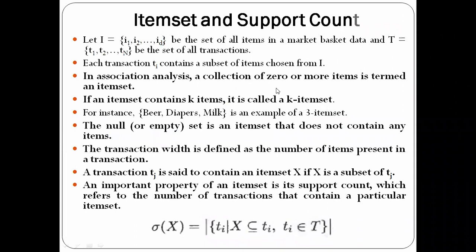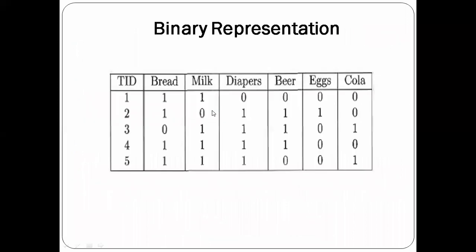If you have 2 items in the transaction, then that is called a 2-item set because it contains 2 items. If it contains 3 items, then that item set will be called a 3-item set. In general, if the item set contains k items, then it is called a k-item set. So I will show you the example here.